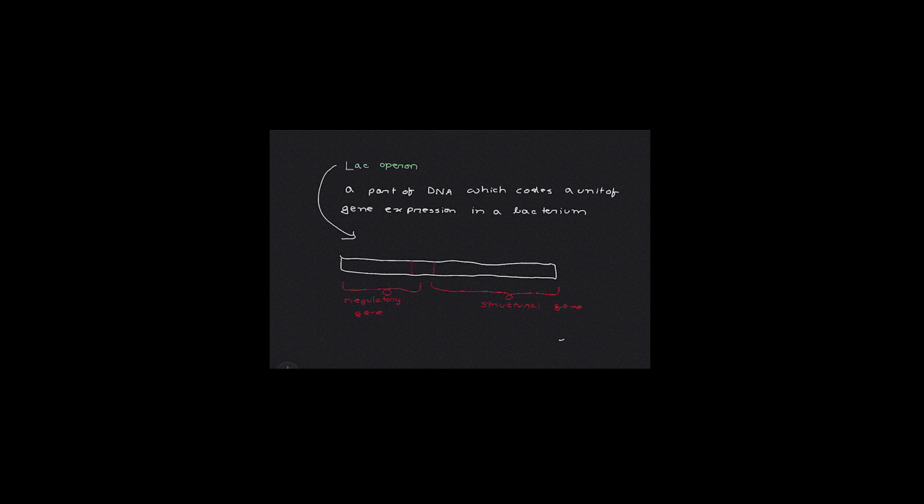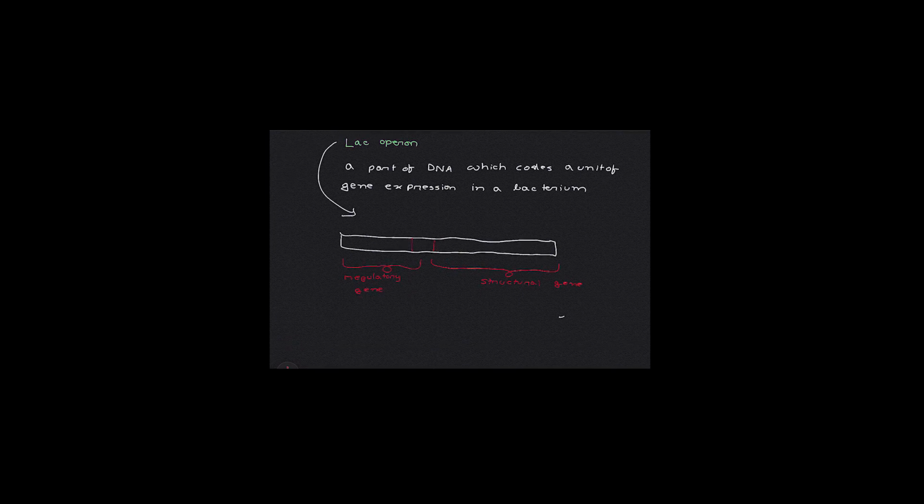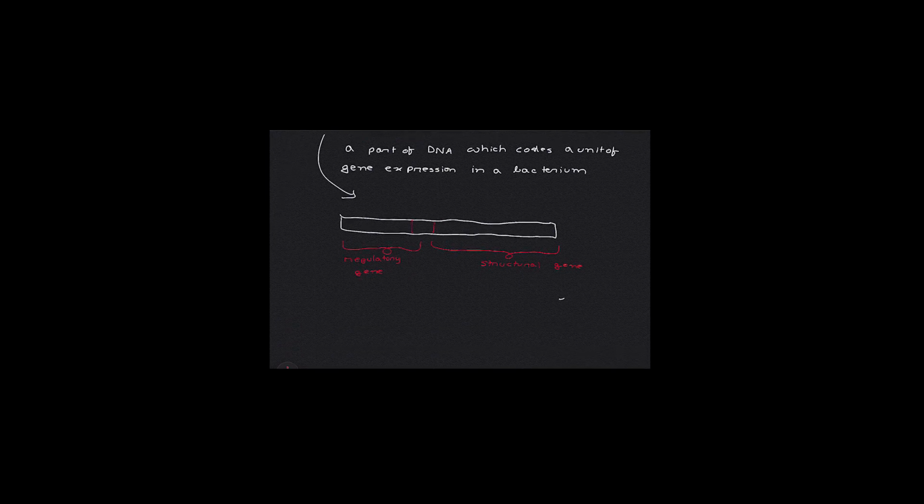Now, a structural gene is a gene which codes for proteins required within the cell. And the regulatory gene produces repressor proteins which control the function of a structural gene. So let's elaborate on these aspects.